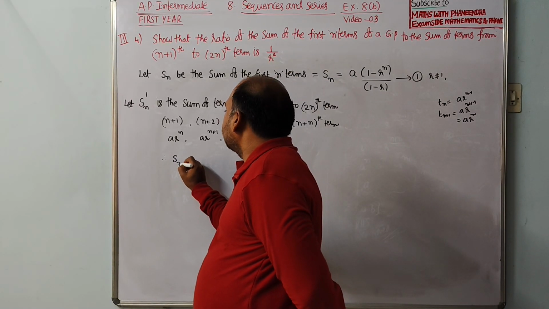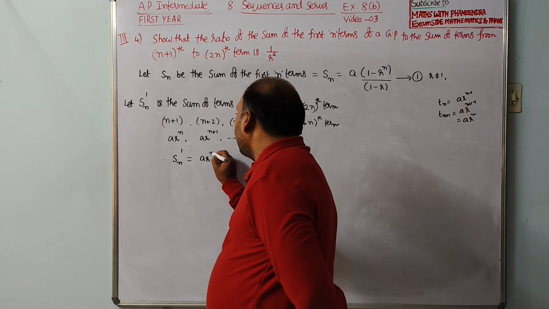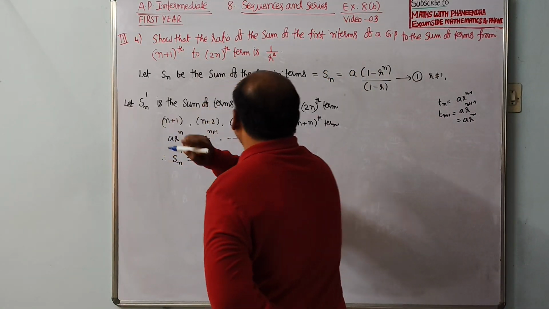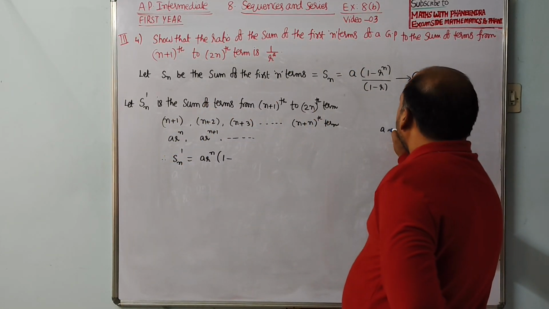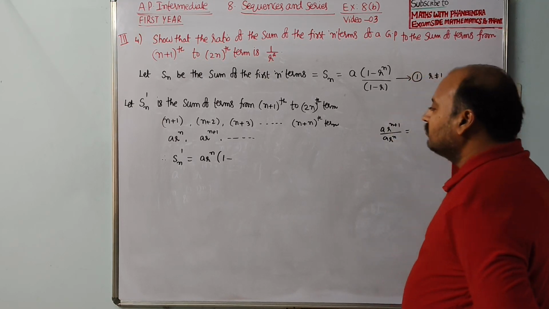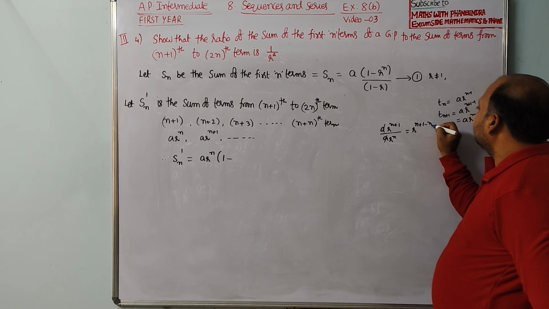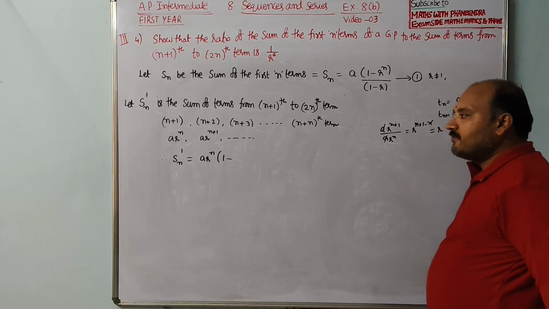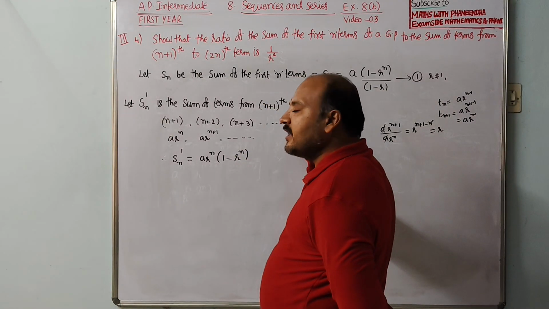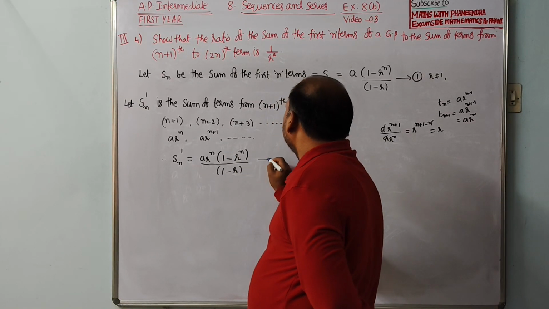Therefore, Sn dash is equal to, what is the first term? a r power n itself. What is the common ratio of these terms? a r power n plus 1 by a r power n. So a gets cancelled, and r power n plus 1 minus n is r itself. So the common ratio is r, and how many terms are there? n terms are there, by 1 minus r.